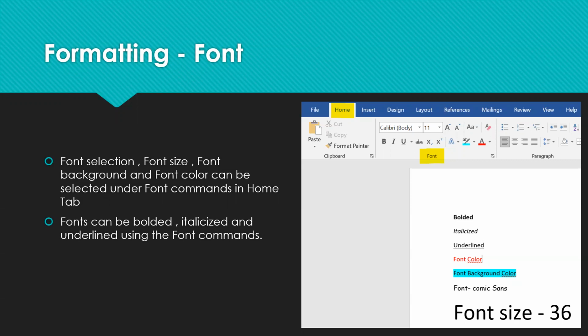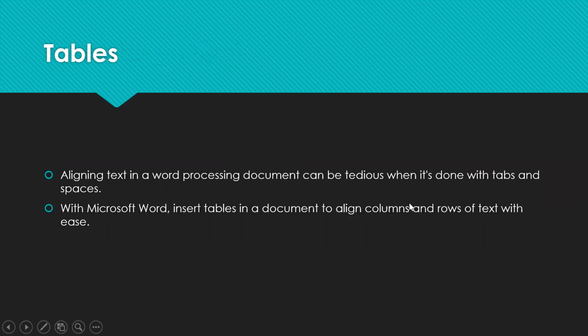So apart from that, we are seeing colors. Okay, font colors. So with this option we can choose the font color, and there is something called font background color. So using this option, we can choose the font background color, and it will appear something like this when you choose a different background color.